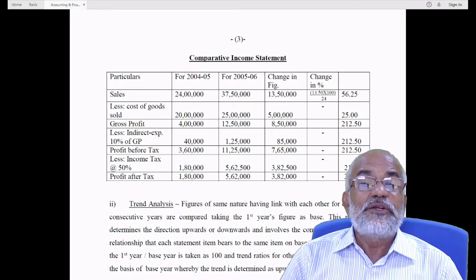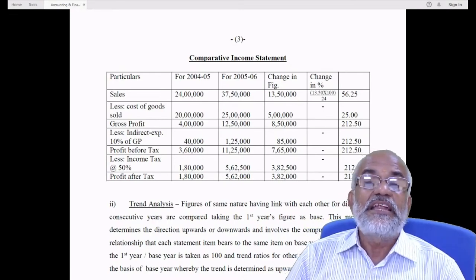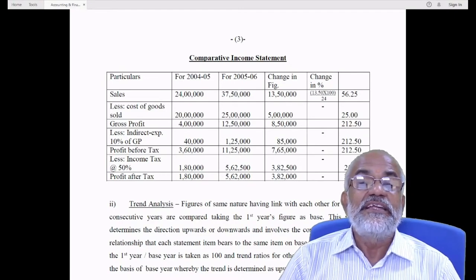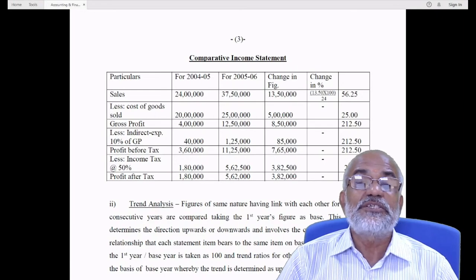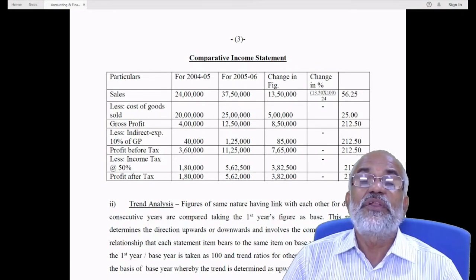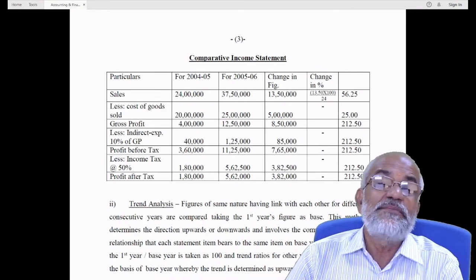So after gross profit, we need to arrive at the net profit or the profit after tax. For that, we need to deduct the indirect expenses, and indirect expenses is said to be 10% of the gross profit. So the gross profit is 4 lakhs here. So the indirect expenses would be 10% of 4 lakhs, that means 40,000.